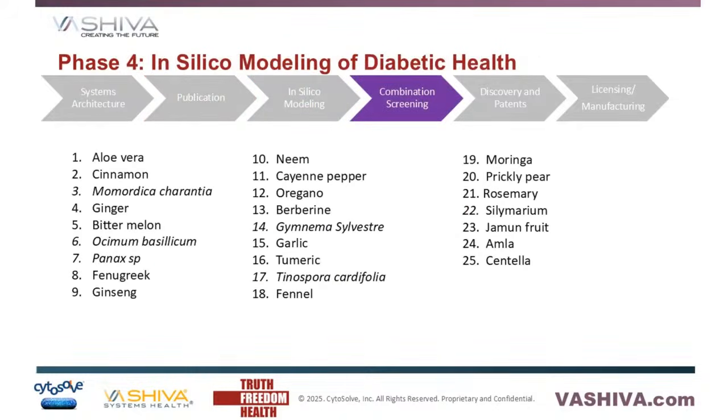And these are the 25 natural compounds that have been identified to potentially support in managing diabetic health. Those are aloe vera, cinnamon, Momordica charantia, ginger, bitter melon, Ocimum basilicum, Panax sp, fenugreek, ginseng, neem, cayenne pepper, oregano, berberine, Gymnema sylvestre, garlic, turmeric, Tinospora cordifolia, fennel, moringa, prickly pear, rosemary, silymarin, gooseberry, amla, and centella.